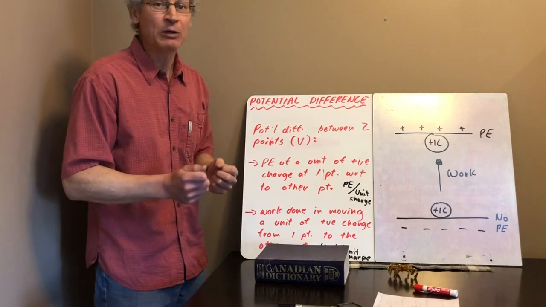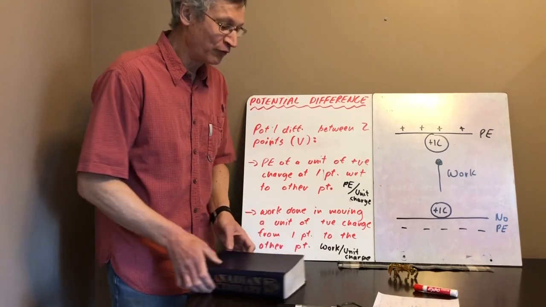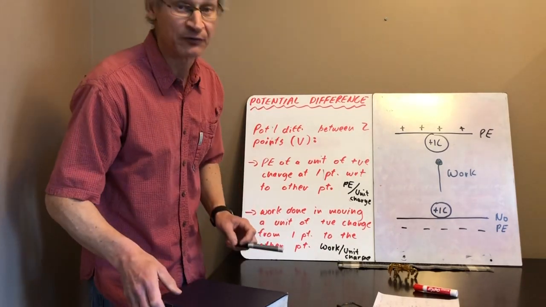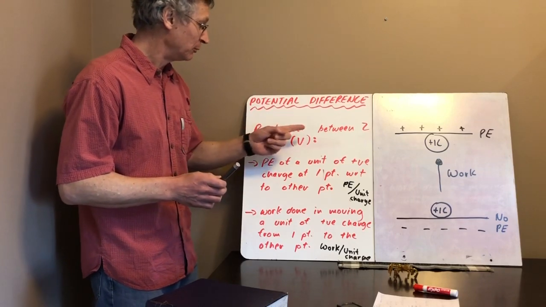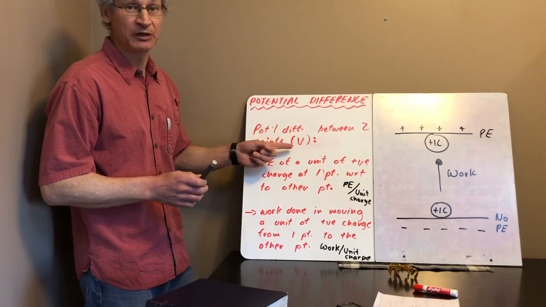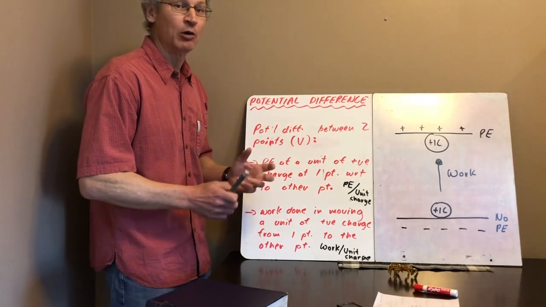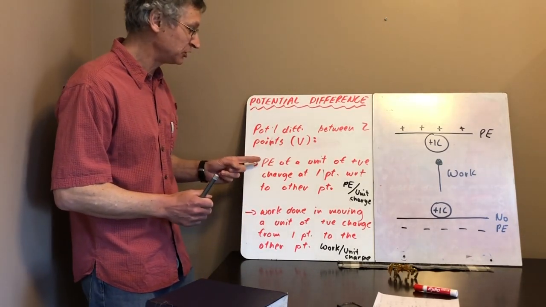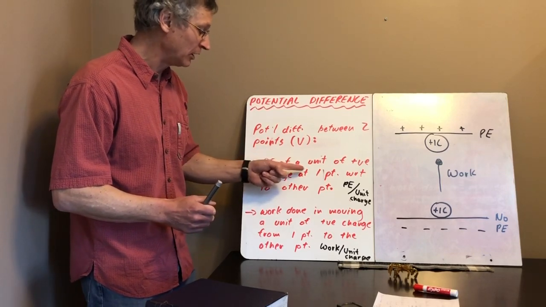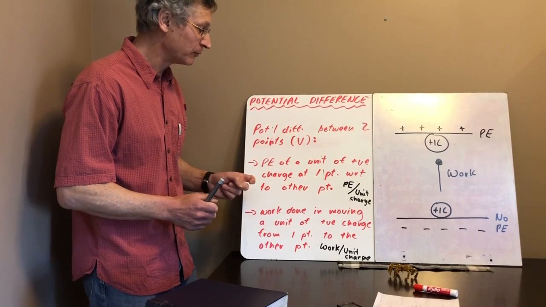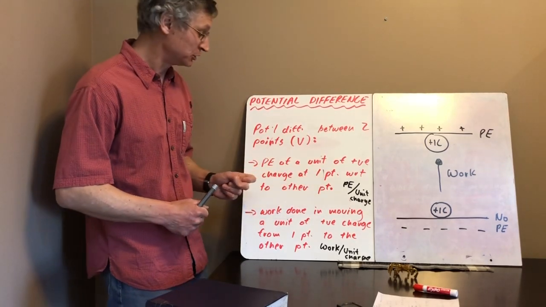So now we know enough to define what potential difference is. Here are the official definitions of potential difference. Potential difference between 2 points, usually abbreviated with a capital V, you can express it one of 2 ways. You can say it's the potential energy of a unit of positive charge at one point with respect to the other point. The shorthand version would be potential energy per unit charge.